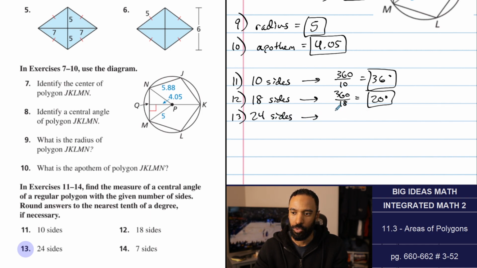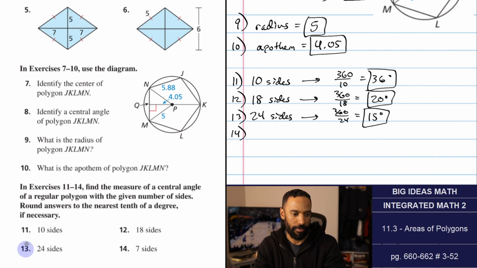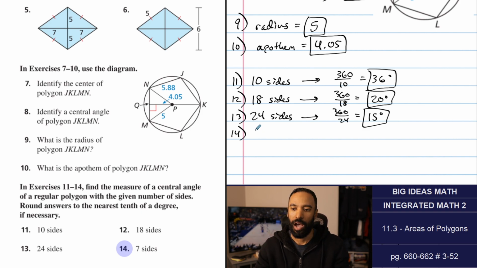I like quick problems. 360 divided by 24. I think that's 15. 15 degrees. And then number 14, 7 sides. I'm sure I have to round here, and I'm sure I have to look in the calculator. I have a theory. 7 sides, that is a heptagon.